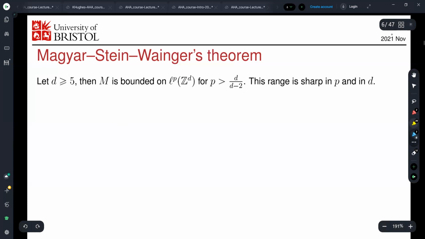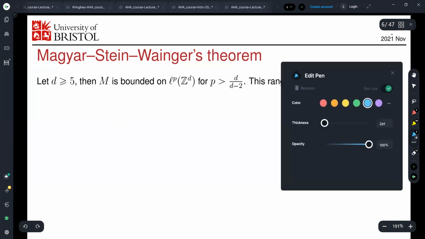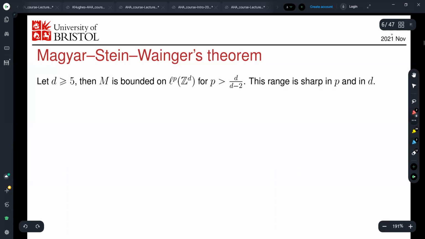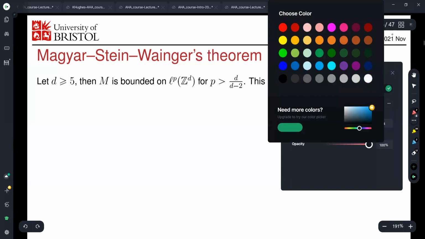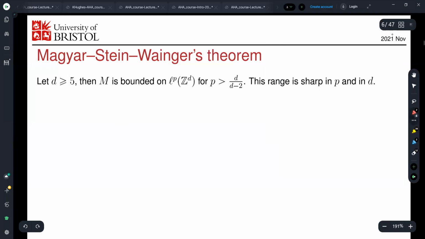Let's switch to black color. Don't know how to do that. All right, cancel.